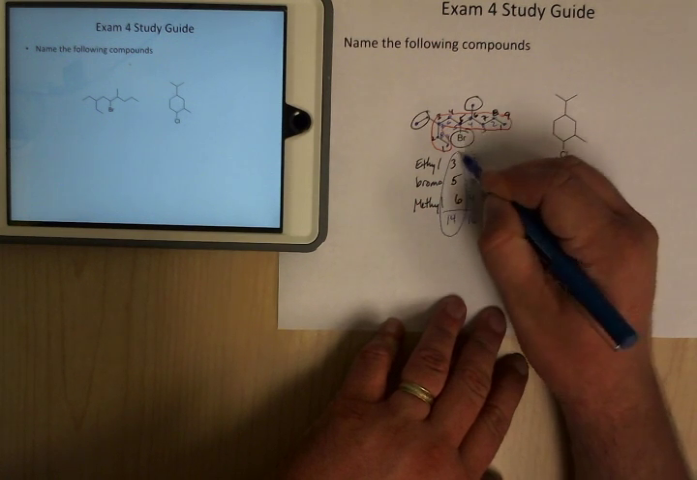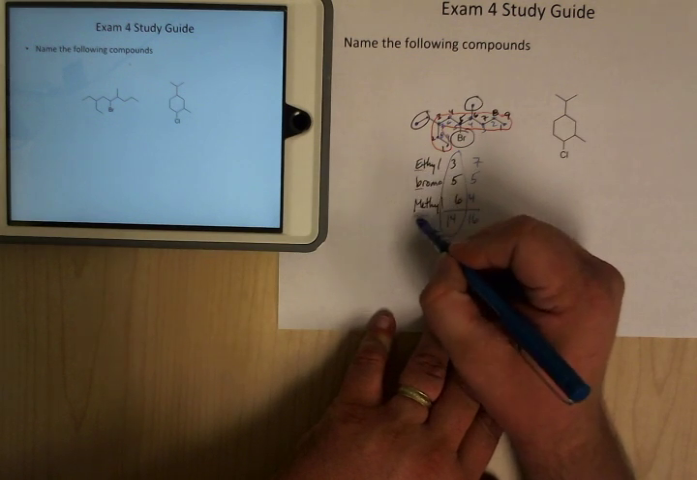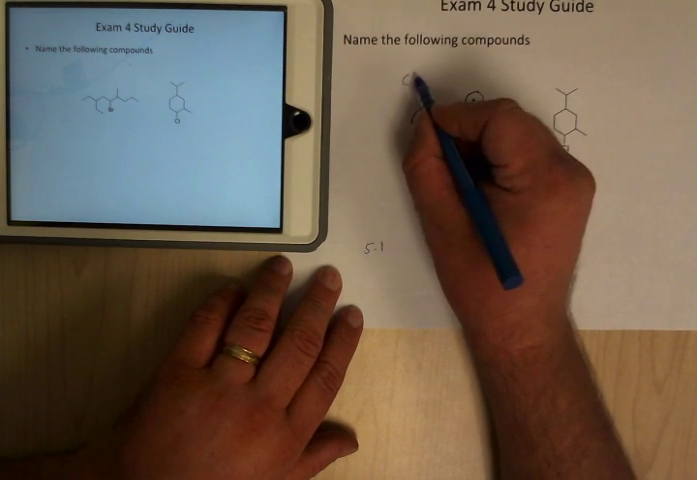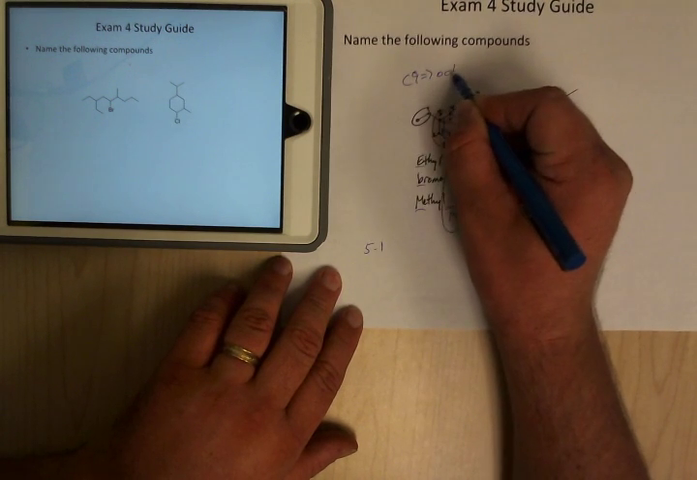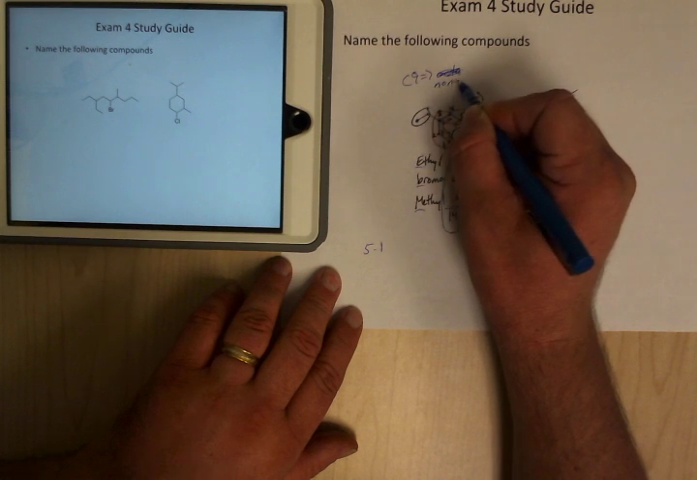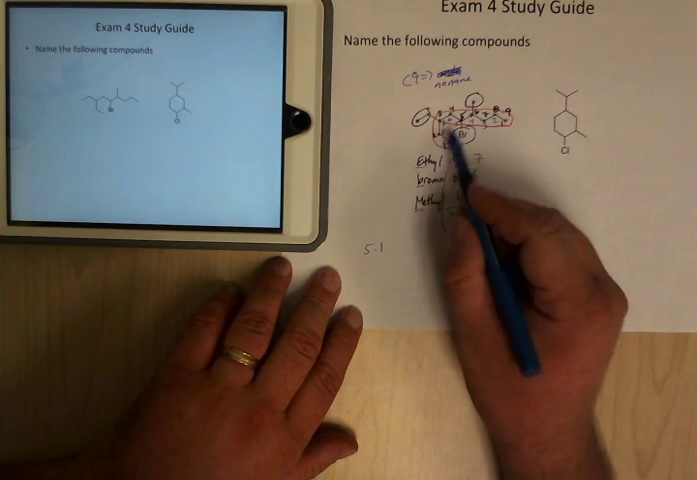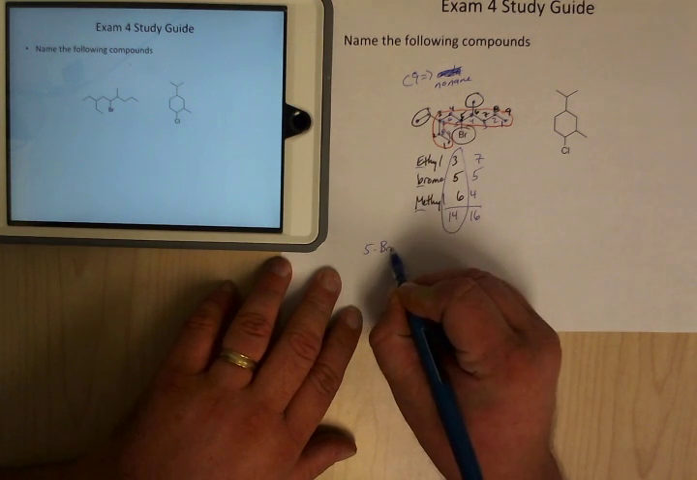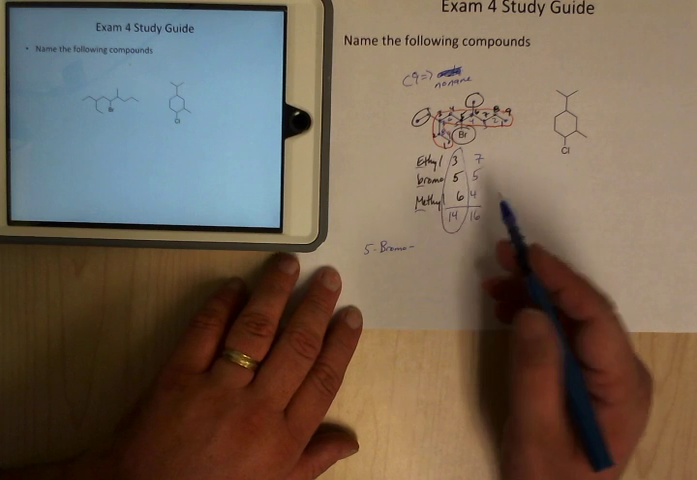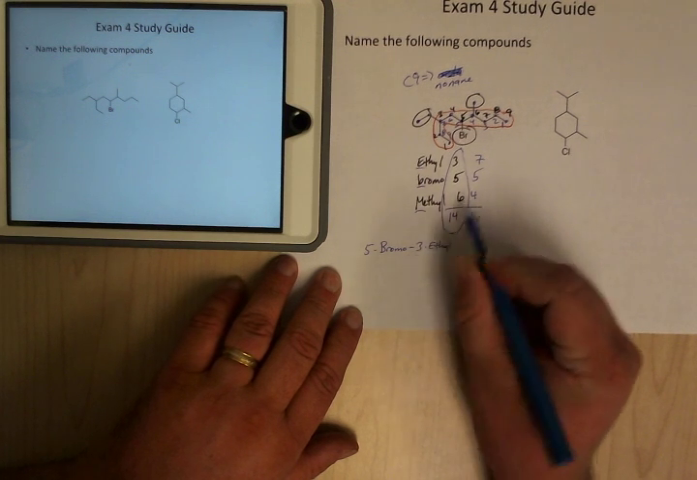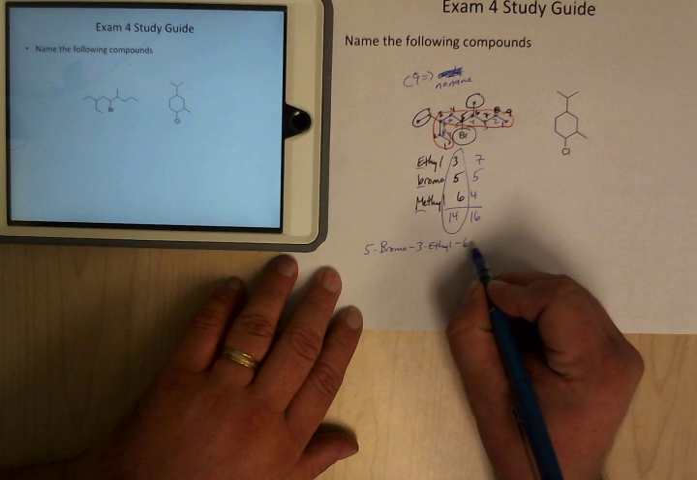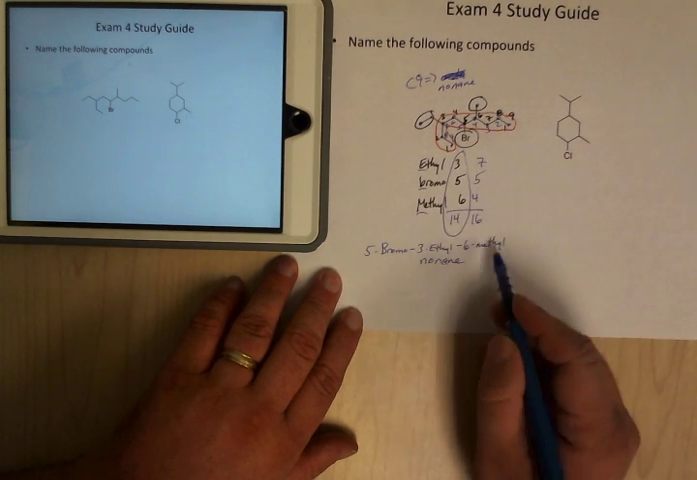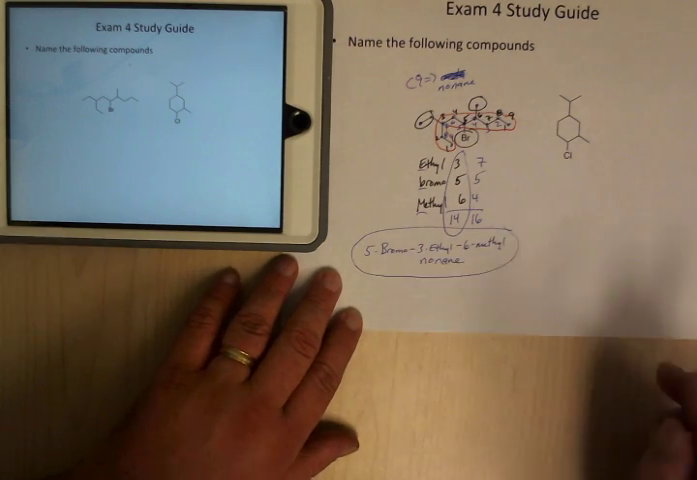So we're going to take these numbers here. Which comes first, ethyl, bromo, or methyl? Bromo comes first, so it becomes 5-bromo. Oops, I forgot C9. It says octane, oh, nonane. C9 is nonane. So 5-bromo. Which comes next, ethyl or methyl? Ethyl comes next, 3-ethyl, then 6-methyl, nonane.